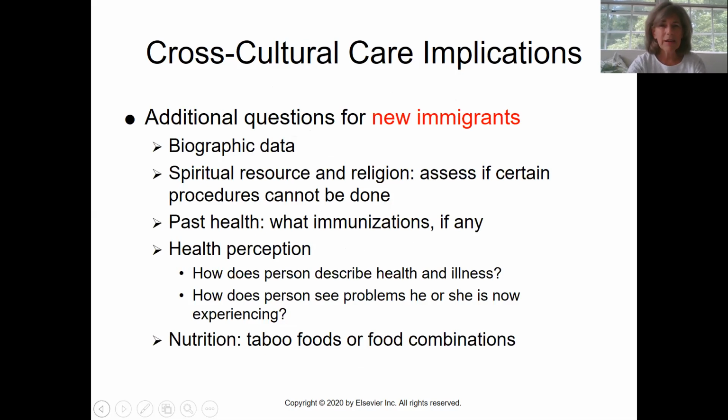New immigrants, it's important to understand folks who are part of an immigrant community. They may have very different health expressions, and so we need to understand their perceptions, and especially as this relates also to nutrition.